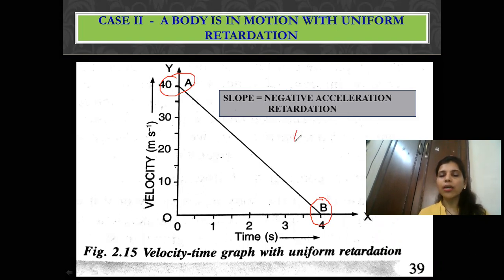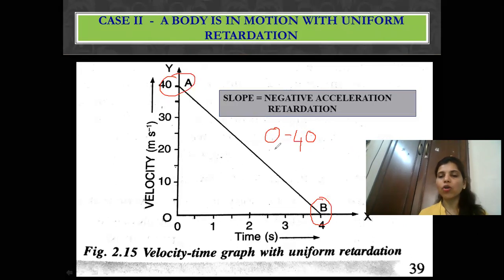Initially the body was traveling with 40 meter per second, and finally the velocity of the body is becoming 0. So this is y2 and this is y1. So 0 minus 40 you will be writing, because y2 minus y1 is our formula. Initial point is considered as x1 y1, final point is considered as x2 y2.